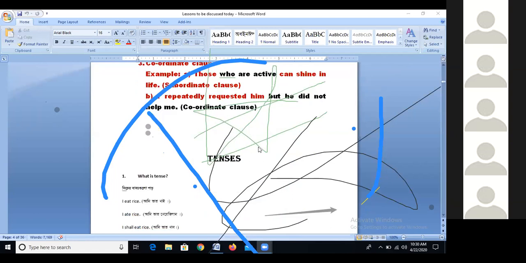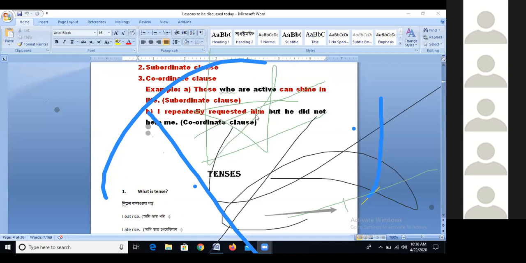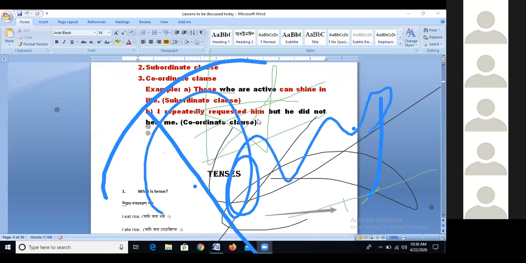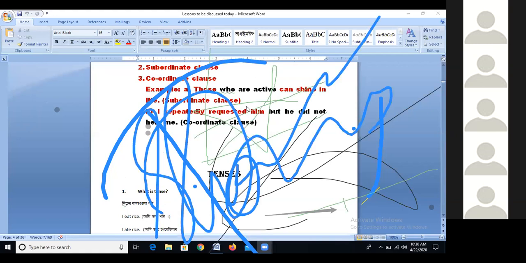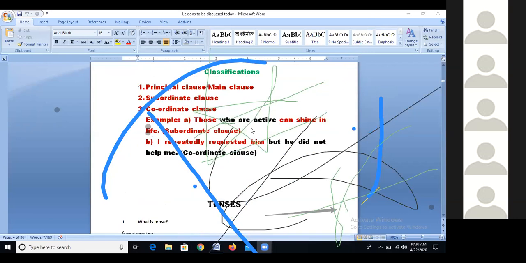So if you want to have sufficient knowledge of different kinds of subordinate clause, you may consult the grammar book written by Wren and Martin, because you will find there different kinds of subordinate clauses: subordinate noun clause, subordinate adjective clause, and subordinate adverb clause.